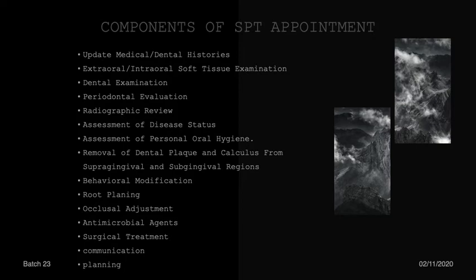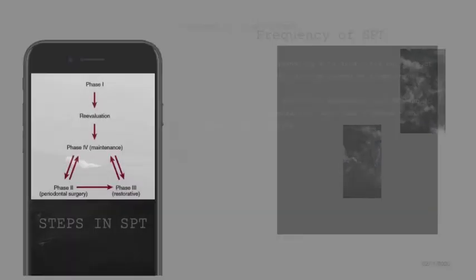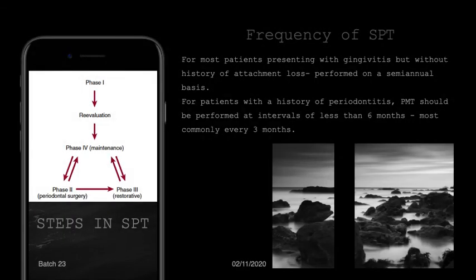education and rescheduling of appointments for the next visit, and updating or scheduling appointments for further management of the patient. Those are the components of supportive periodontal therapy. So it basically comprises an update of the history, the examination, some treatment, and scheduling of the appointment after the treatment. So what is the frequency of supportive periodontal therapy?